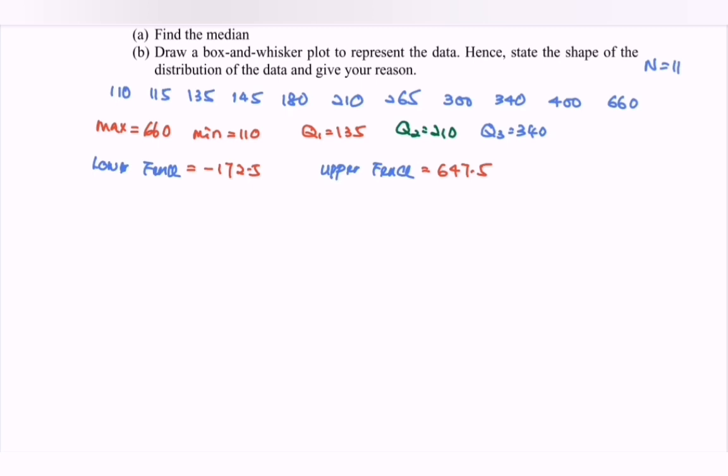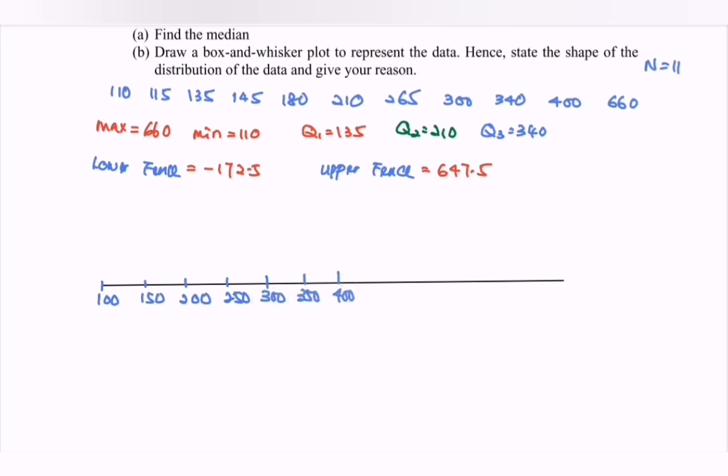Next, draw a box and whisker plot. So number 1, what we have to do is we must have the line and then represent the data in a scale. So in here we have 100, then here, let's say we have 150, and then we have 200, then 250, 300, 350, 400, 450, and then 500.